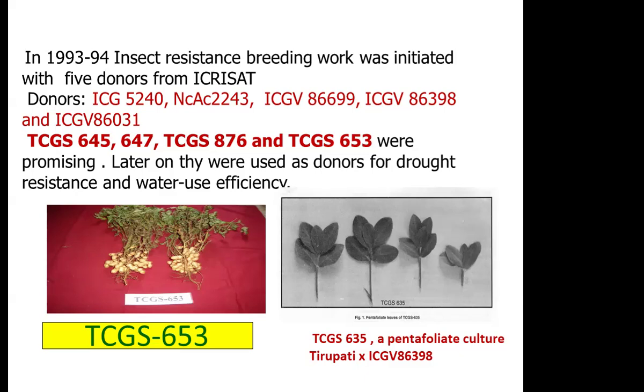TCS 653 has gone up to many trials, but could not be promoted further, maybe some problem with other traits, emergence and other traits. We could not promote further. But before that, I think many good lines from other programs have also come. And these served as very good donors again for water use efficiency and drought tolerance. Whatever lines we have identified here, 645, 647, they have become very good donors subsequently in our water use efficiency breeding program also. Next slide, please.